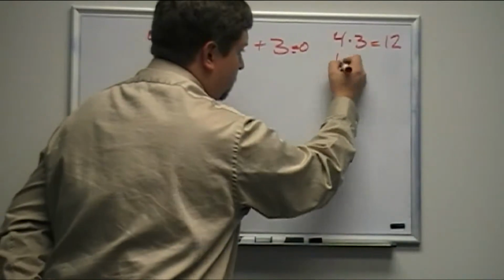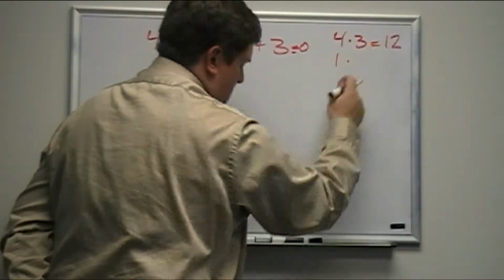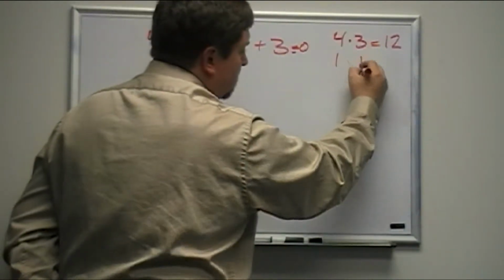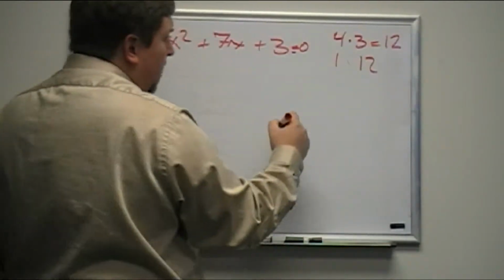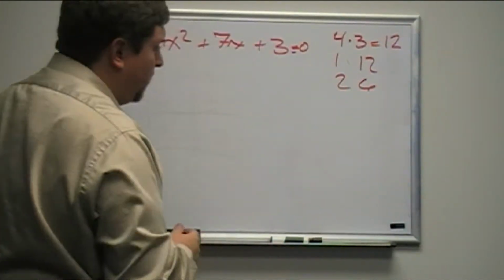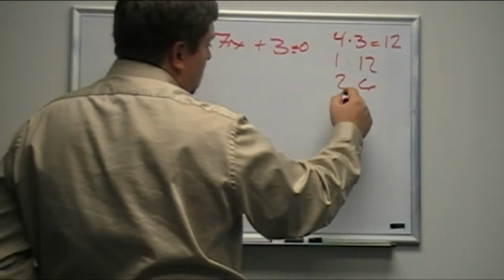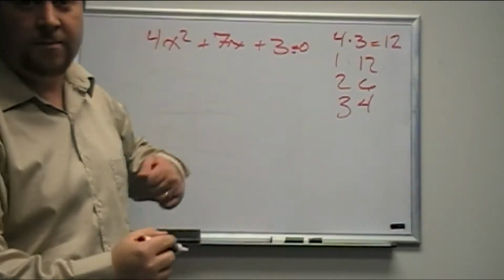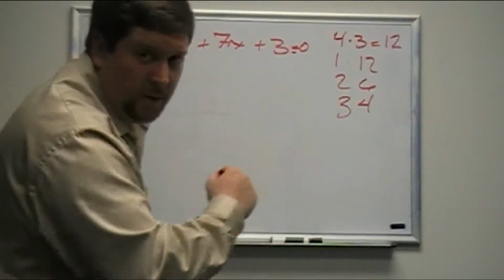Let's see here, 1 and 12. Well, that doesn't get us to 7 anywhere near it. Say we can do 2 and 6. That gets us to 8, and that doesn't quite help. Let's see here, we could do a 3 and 4. There we go, 3 and 4, 7. Perfect. So I can draw my window now.